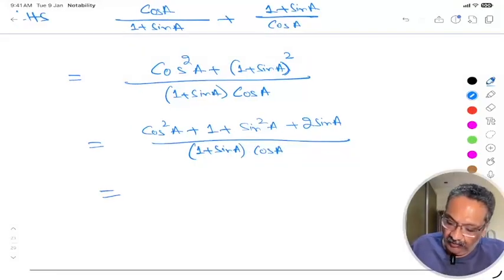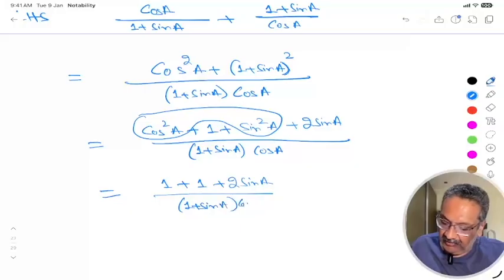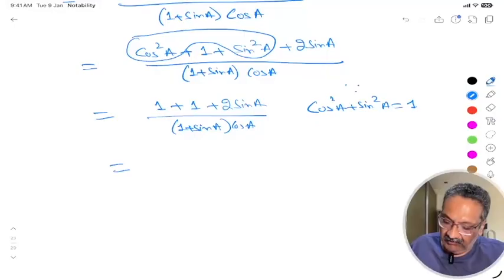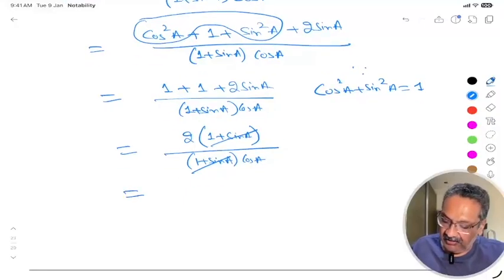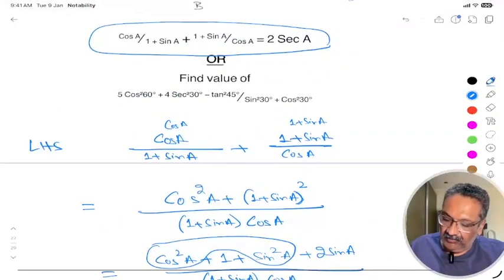Alright. So we know the identity, cos square A plus sin square A is 1. So we have got 1 plus 1, that is 2, plus 2 sin A, divided by 1 plus sin A into cos A. So 2 is common: 2 into 1 plus sin A divided by 1 plus sin A into cos A. 1 plus sin A cancels. So we get 2 by cos A, which is 2 secant A, which is equal to RHS. So we have proved that.